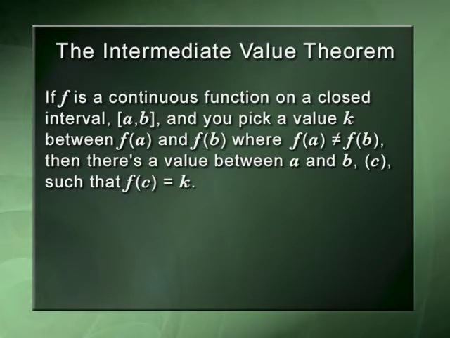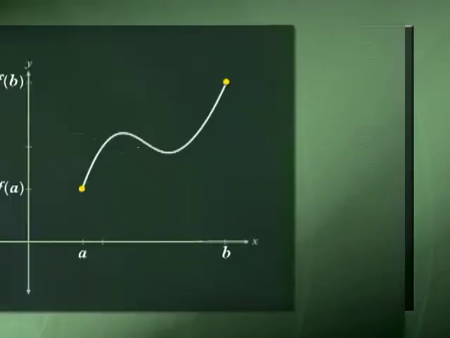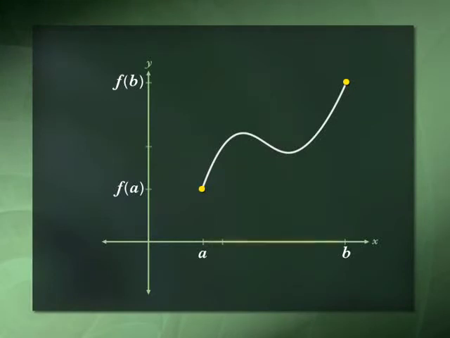Let me show you a picture of that. A picture is much easier to understand than the words. Here we've got a continuous function on the interval [a, b], and f of a and f of b are not equal to each other. So I pick a value k in between f of a and f of b. The theorem says that there's some number c in between a and b such that f of c equals k. In other words, you take a horizontal line from k, it will have to bump into the curve because the curve is continuous. There are no breaks in it. And then you go down to c.